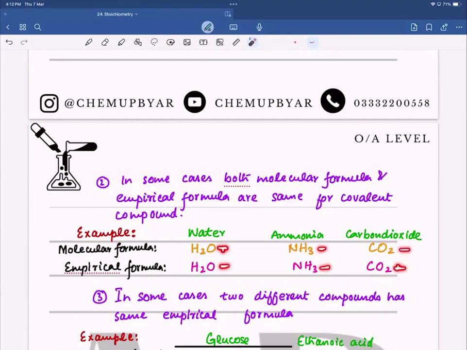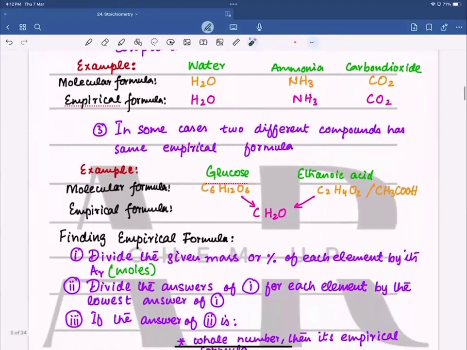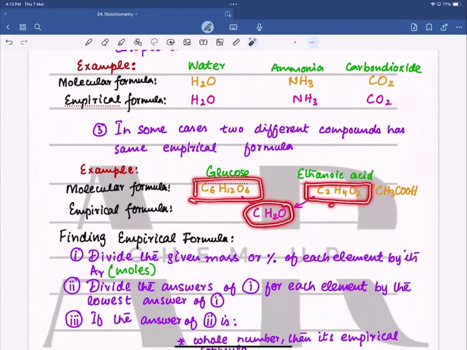Is this understandable? Okay. Now, there is also a possibility that two different compounds have the same empirical formula. For example, glucose is C6H12O6, and ethanoic acid is C2H4O2. If you simplify both of them, you will get the same formula, CH2O. So there is a possibility that more than one compound has the same empirical formula.